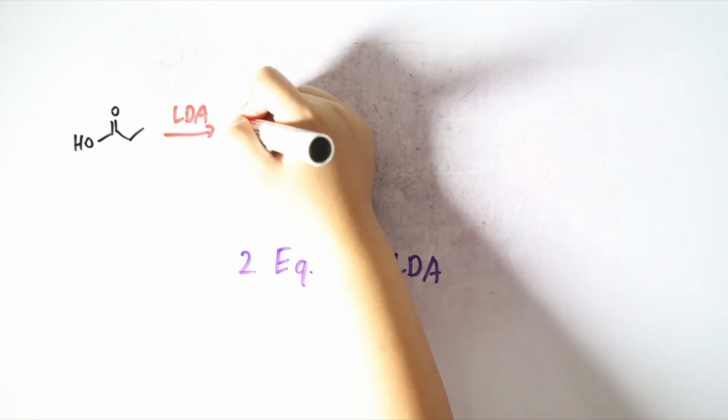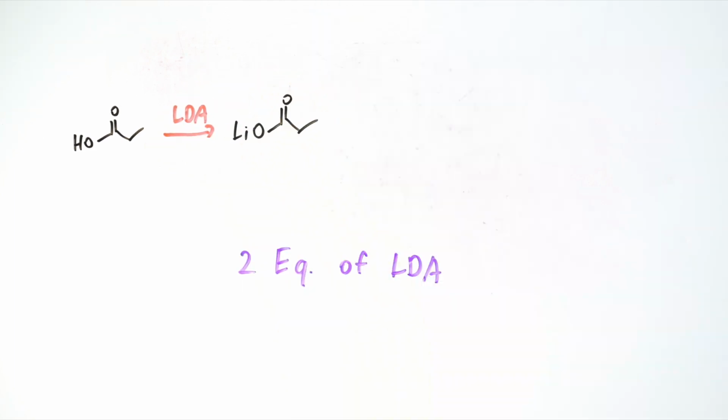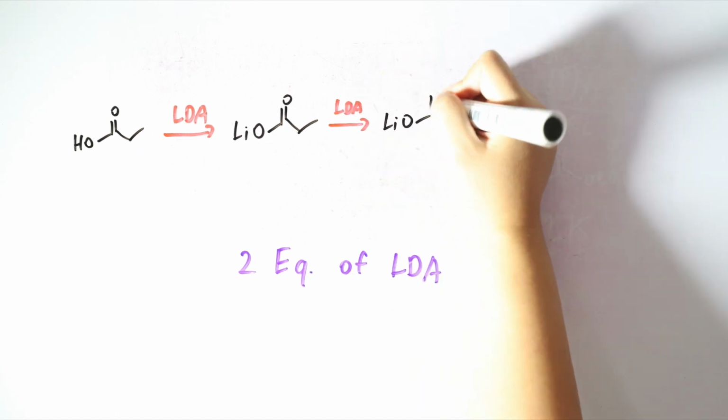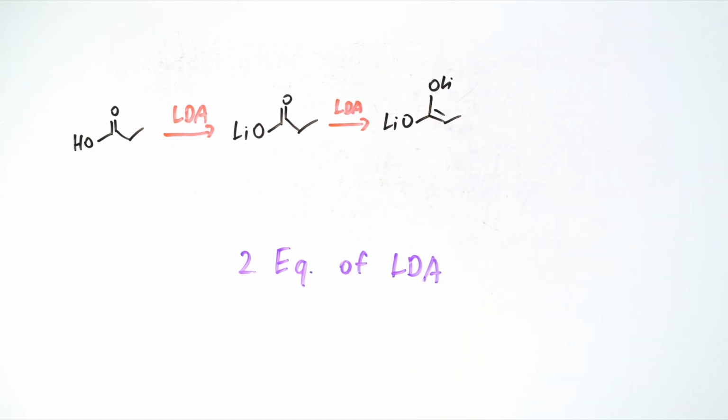To perform an alkylation reaction on carboxylic acids, two equivalents of LDA are used. The first one makes the carboxylate anion, and the second one makes the enolate. Then, the electrophile is introduced to the reaction.